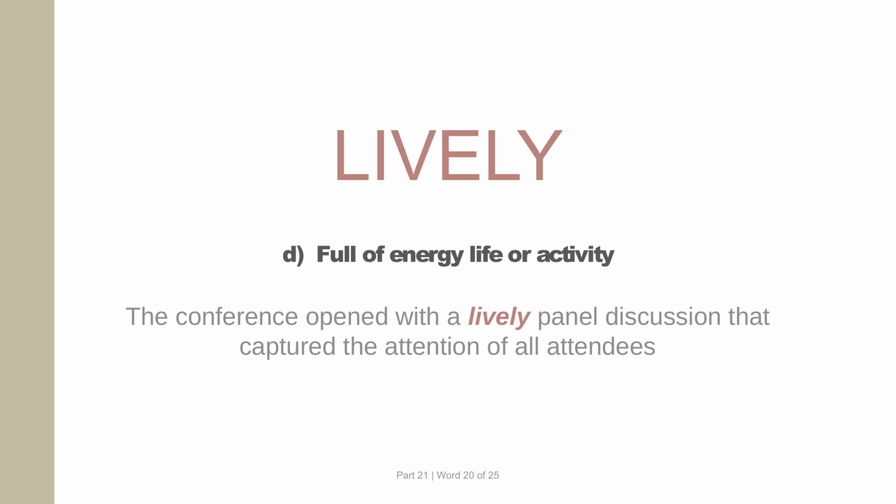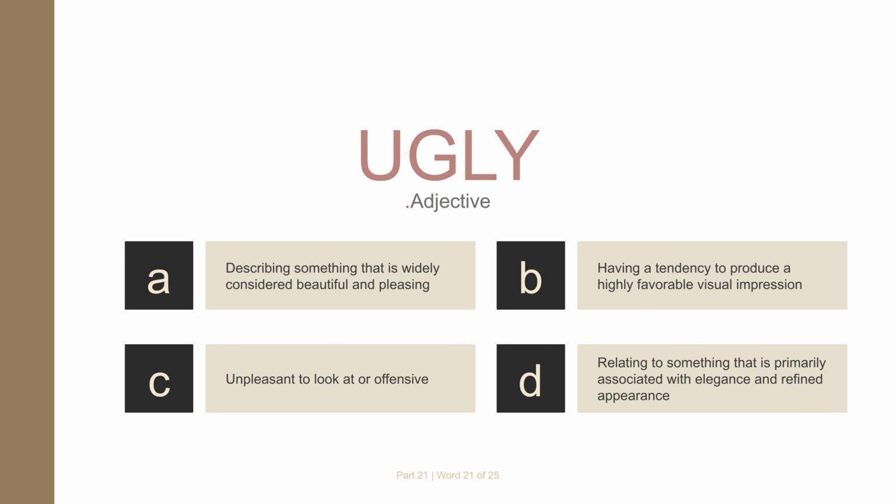Question 21. What is the meaning of ugly? Option A. Describing something that is widely considered beautiful and pleasing. Option B. Having a tendency to produce a highly favorable visual impression. Option C. Unpleasant to look at or offensive. Option D. Relating to something that is primarily associated with elegance and refined appearance.